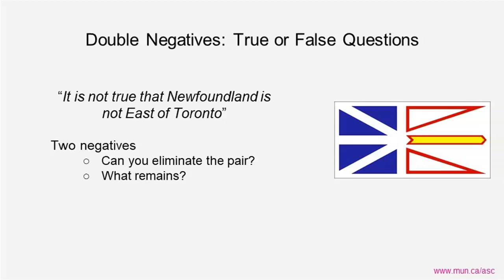When you spot a double negative, it can help to eliminate the negative word pair and then reread the statement. Be mindful that this only works when there are connected negatives. So if we look at our example again, we eliminate the negatives that are connected, we end up with a statement of, it is true that Newfoundland is east of Toronto. Now this we know is accurate, so in an exam, we would mark this as true.